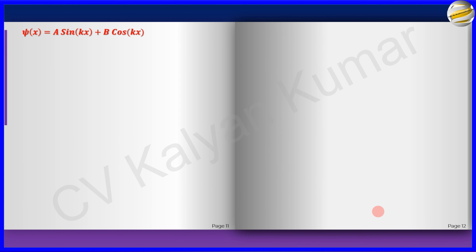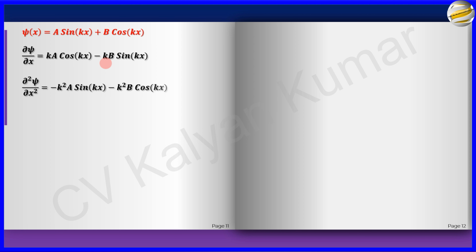So, if psi of x is a sin kx plus b cos kx, what will be d psi by dx? Would it not be a cos kx and the differential of the angle, which is k, and b sin kx, negative sine, and the differential of the angle kx, which is k? If this were the case, then what will be d squared psi by dx squared?